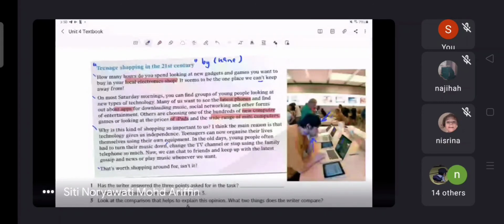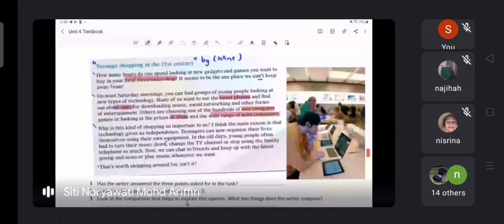Okay, so for this third paragraph, it answers the last point. Why is it important to them? Okay, so why is it important to them? What is the answer? What was the point that the writer wrote? You can look at the beginning of the third paragraph.